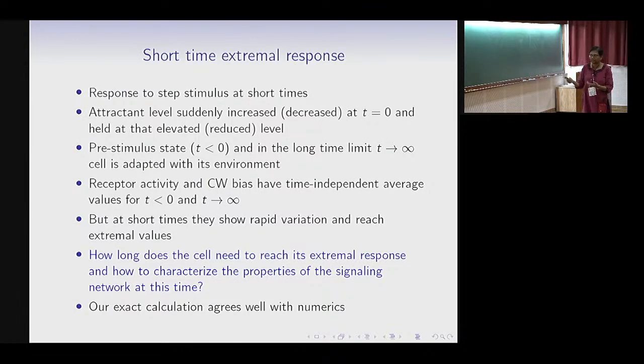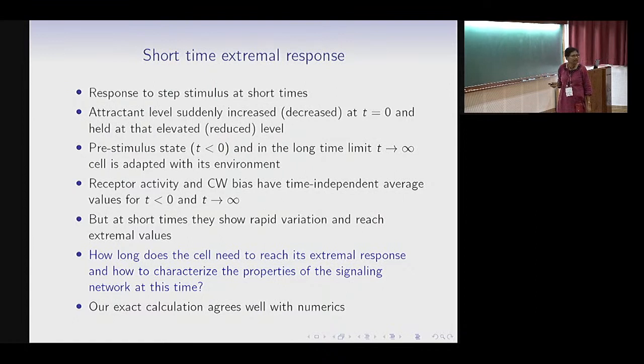Then this brings me to the last point that I wanted to study, the short time extremal response. So this is the response to a step stimulus at short times. What is the kind of situation I have in mind? I have a cell which I have tethered at a point, and the cell cannot move. So there is no gradient here, okay? Because the cell cannot move, there is no point in having a spatial gradient of attractant. But around the cell, I suddenly change the attractant level. I can increase it or decrease it at time t equal to 0, and I hold it at that level for t larger than 0.